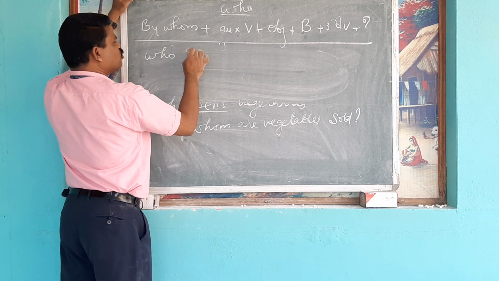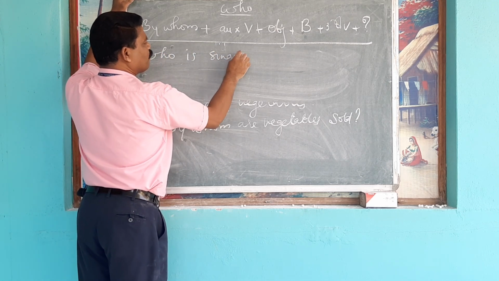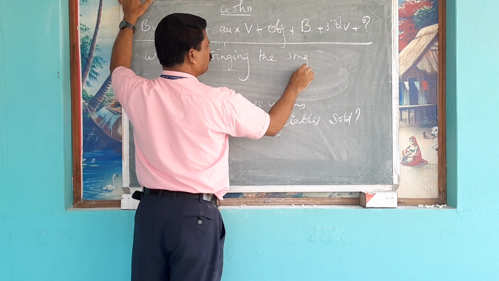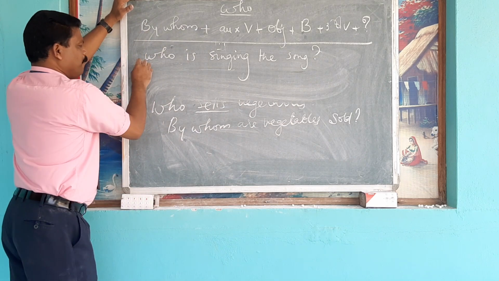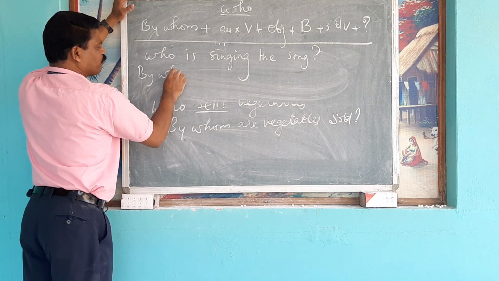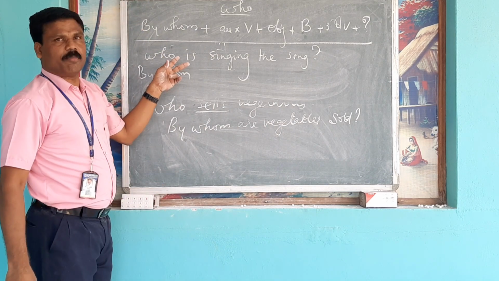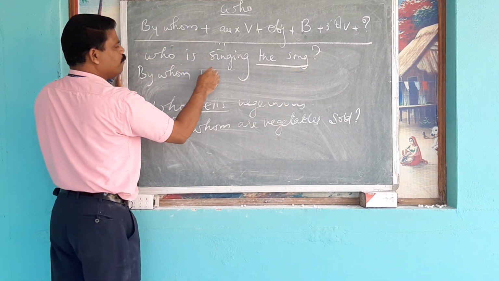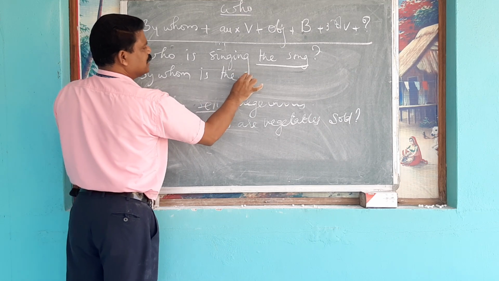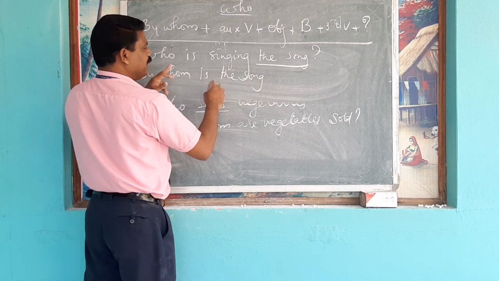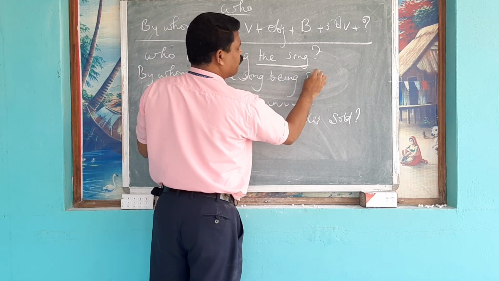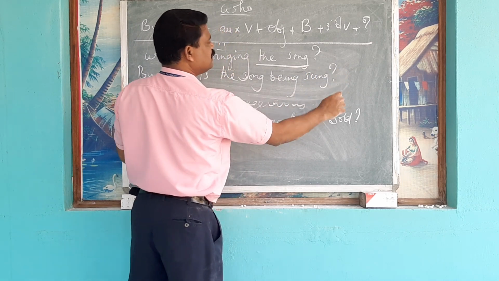Who is singing the song? By whom? Then the auxiliary verb: the object the song itself is singular. By whom is the song. Then along with this we add being. Third form of sing is sung.